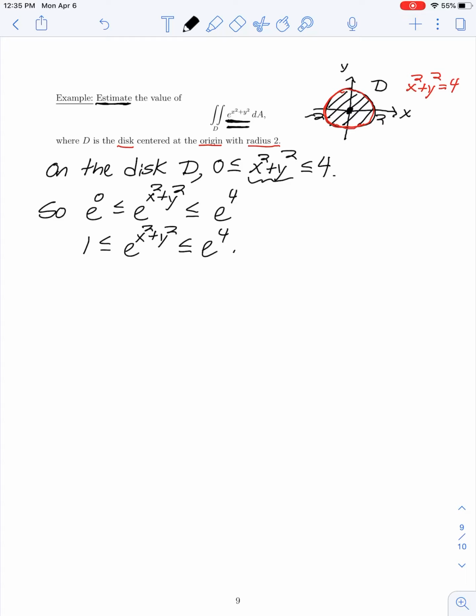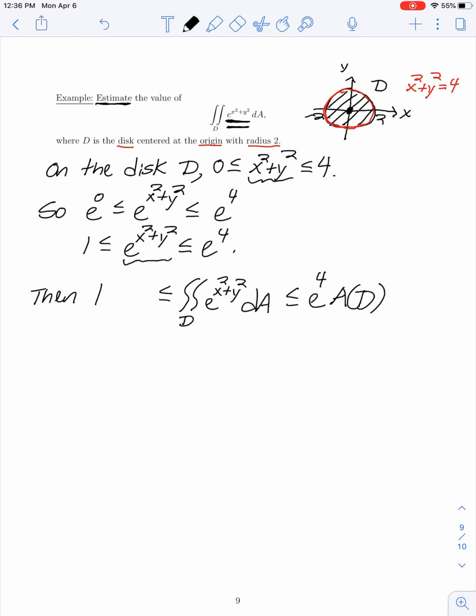So making use of the last part of the previous theorem, if I know the values of my function are bounded above and below by these constants, that means that the double integral of that function, e to the x squared plus y squared, over the region D, is bounded above by the constant e to the 4th times the area of our region D, and it is bounded below by the constant 1 times the area of the region D.